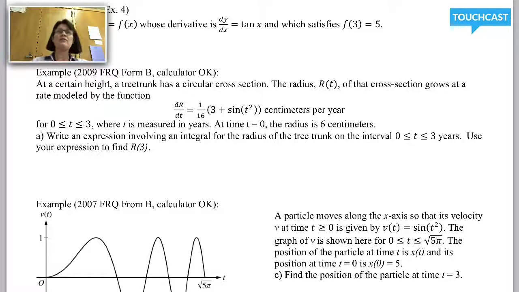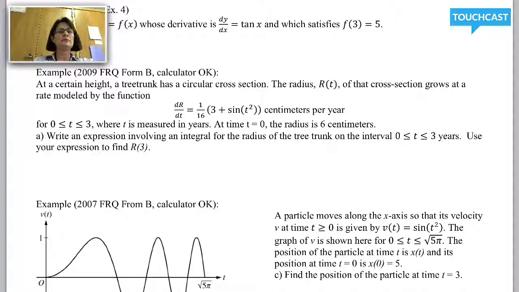Write an expression involving an integral. That's your cue, that's your hint that you're allowed to use this new trick we just learned, for the radius of the tree trunk on the interval 0 to 3. That means no matter what time value I want, you should be able to tell me what the tree trunk's radius is then. That means that you need to write me a function of t. So there should be a t somewhere in your function. Use your expression then to find r of 3. And notice this is a calculator active problem.